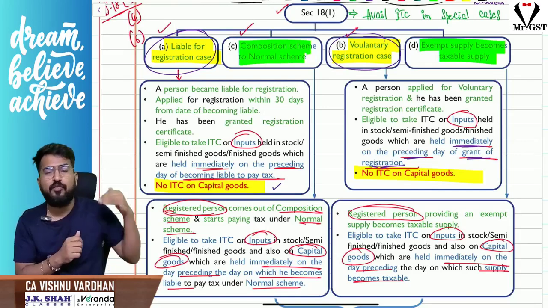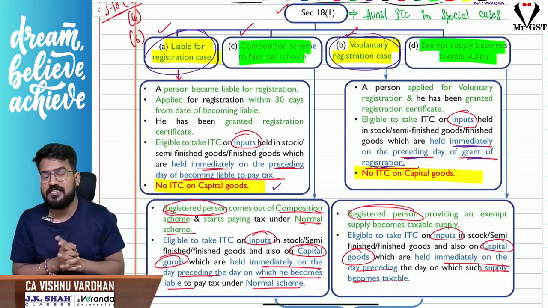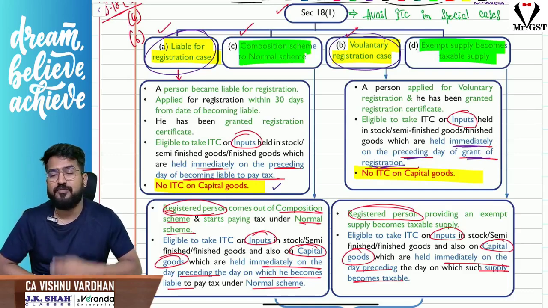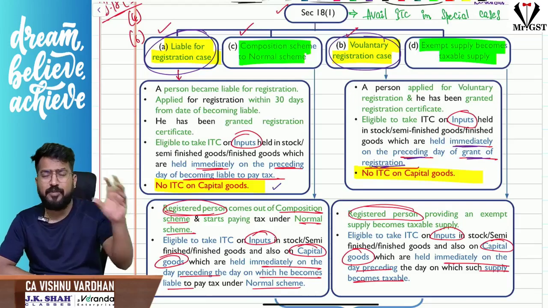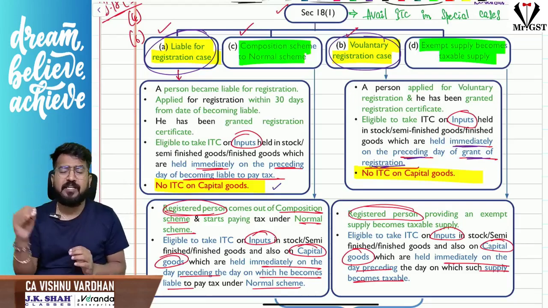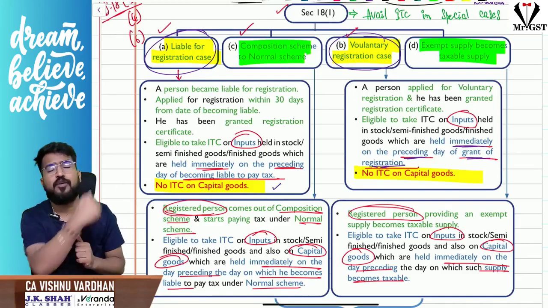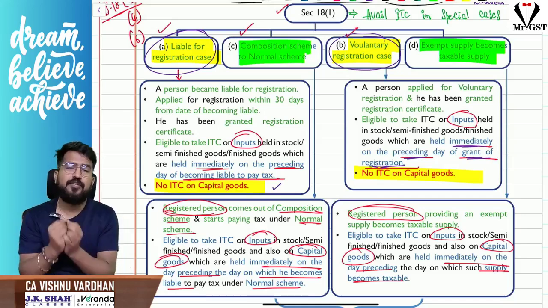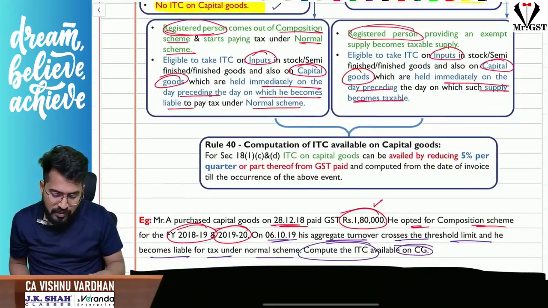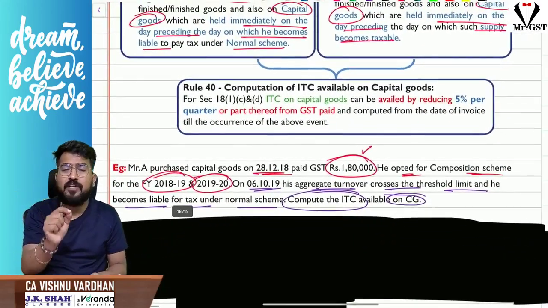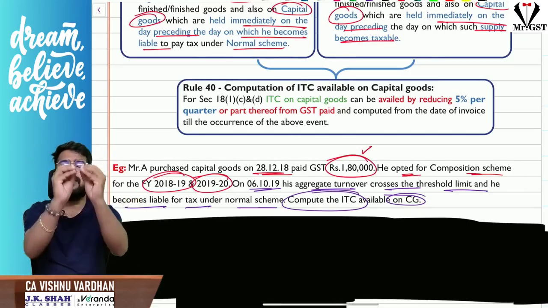But the problem is, you have already used it in composition scheme, or under exempt supply. In such cases, sir, how much ITC should I give you? I cannot give you 100% ITC. So what I will do is, the total GST paid, whatever you have paid, minus 5% for every quarter you have used in composition scheme or exempt supply. I will reduce that, and the balance amount I will give you. That means, simply: total GST paid minus 5% per quarter or part thereof. Every quarter or part thereof will be treated as one full quarter. So that much we will reduce, and on the balance amount we will give you ITC.